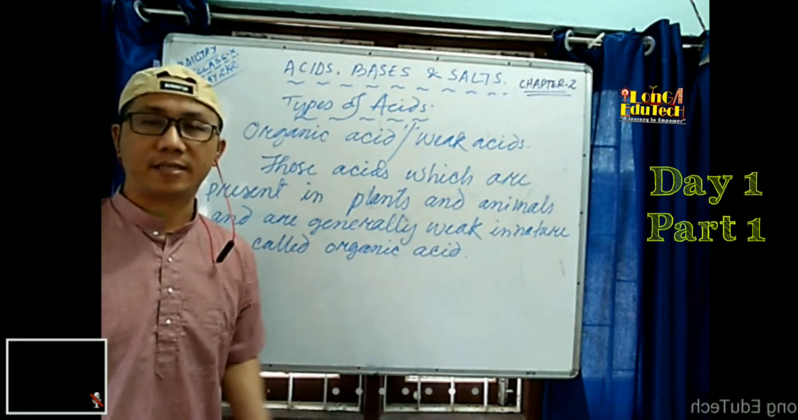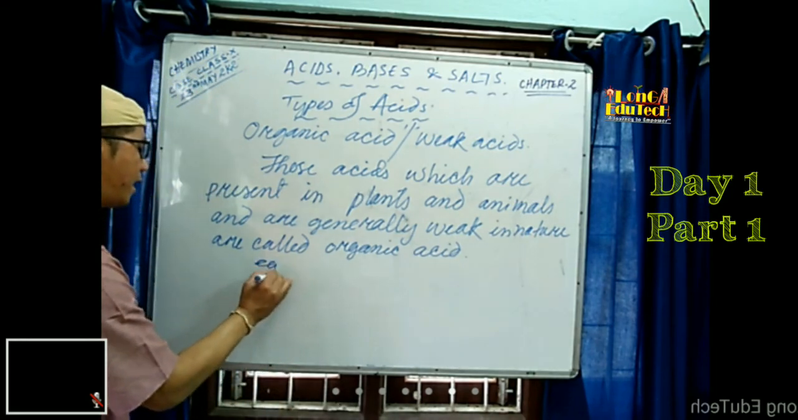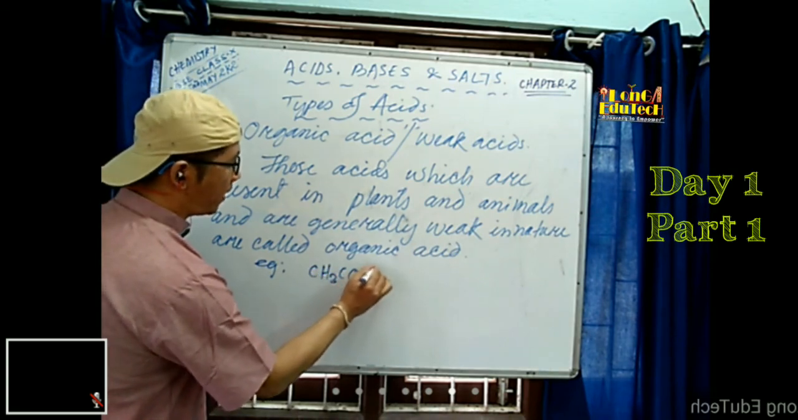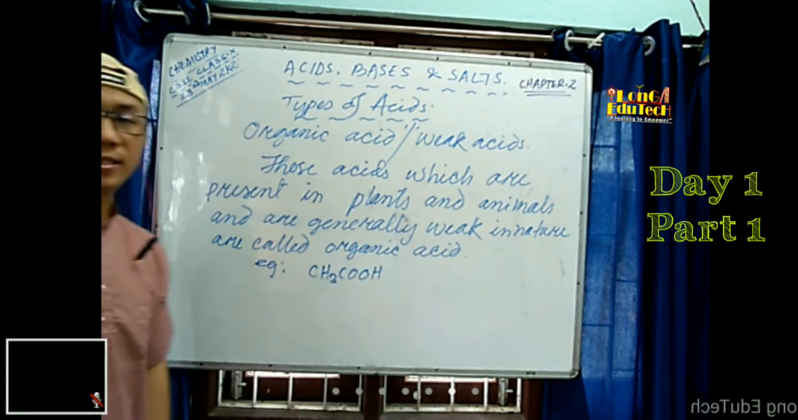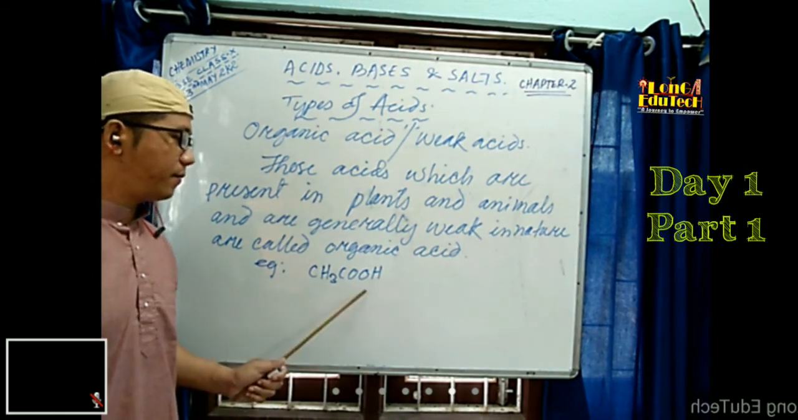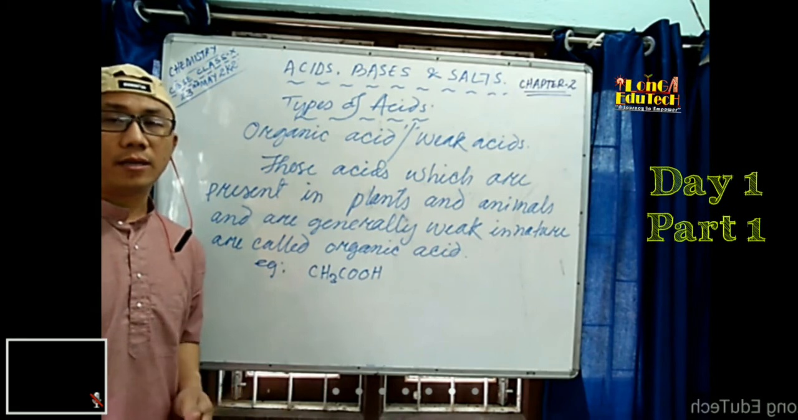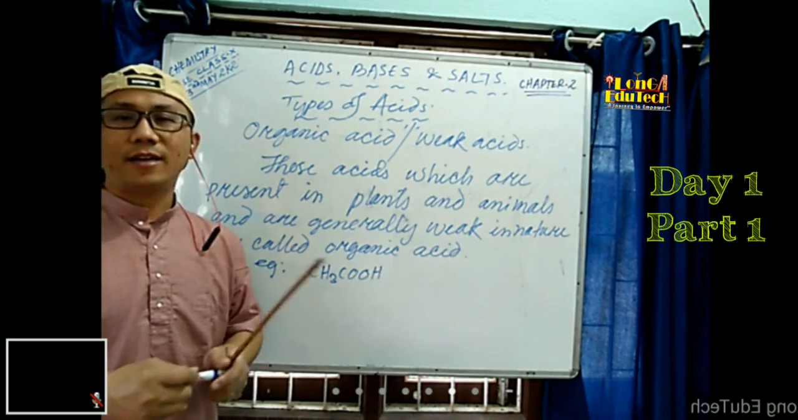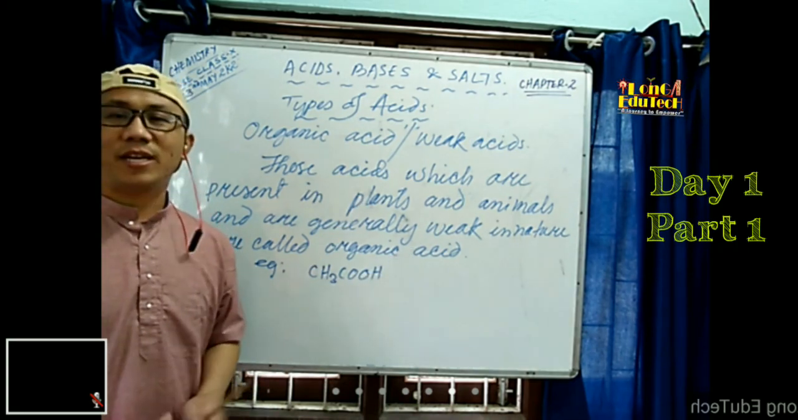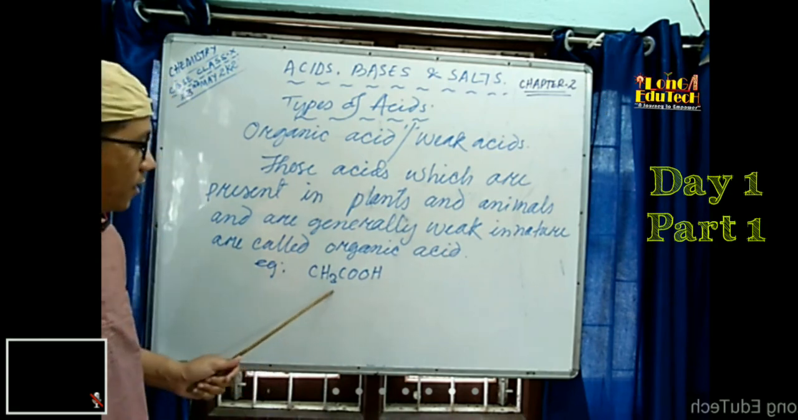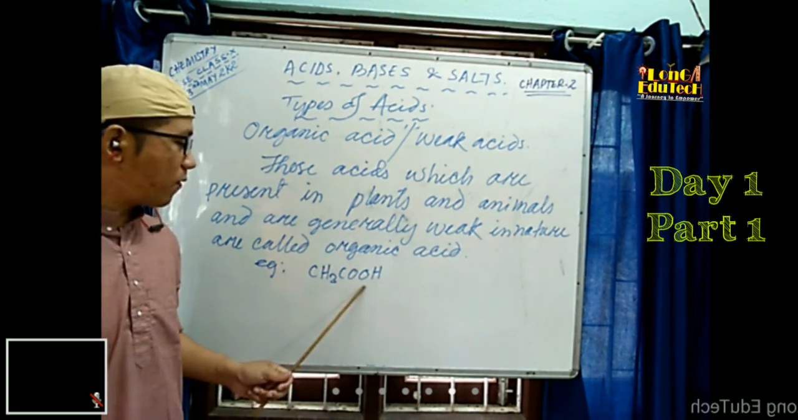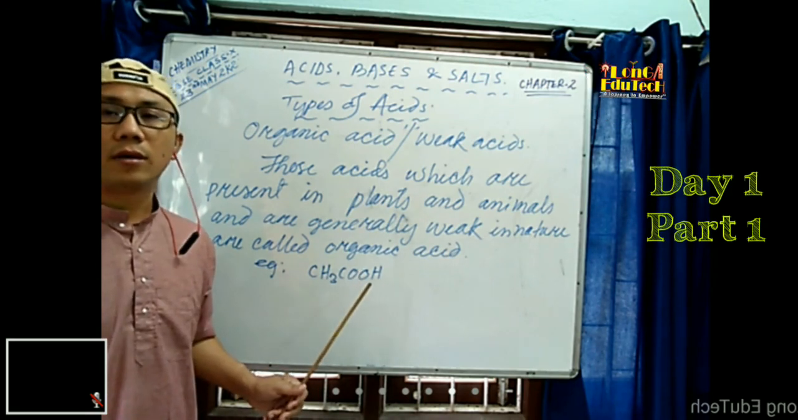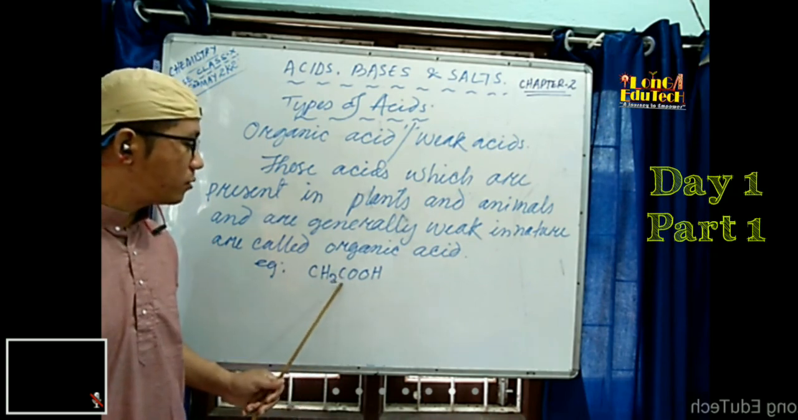For example, acetic acid, CH3COOH. This is the formula of acetic acid, and this is the main ingredient of vinegar. We use vinegar for making chow chow, or to make pickles and all, right? So this is CH3COOH. About the formula, don't be confused. This we will learn in chapter number 4, carbon and its compounds. You will be able to write all these formulas.